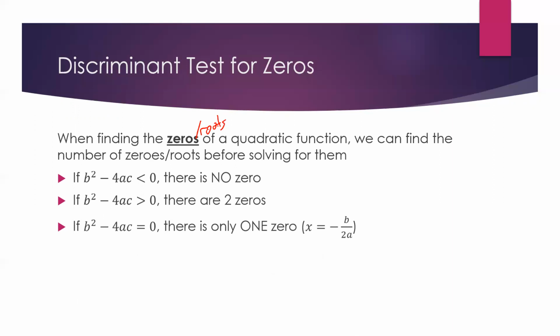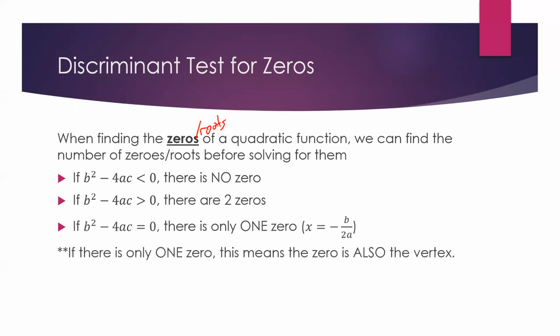So remember, roots and zeros and x-intercepts are very similar concepts. It just depends on which context you're looking at it. X-intercept is on the graph. The zero is the zero of the function, the value that makes it equal to 0, and the root is basically the solution to it, right? So if there's only one zero, this basically means that the zero is not only a zero, it's also the vertex.